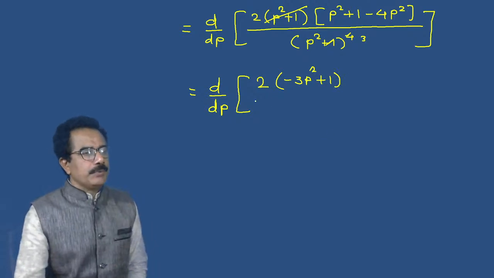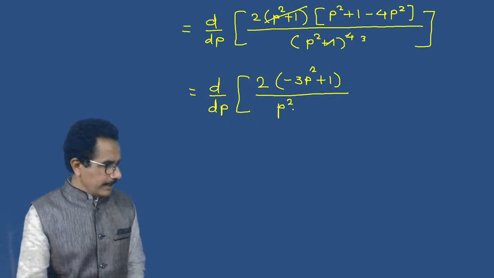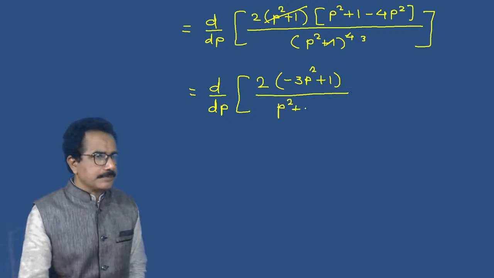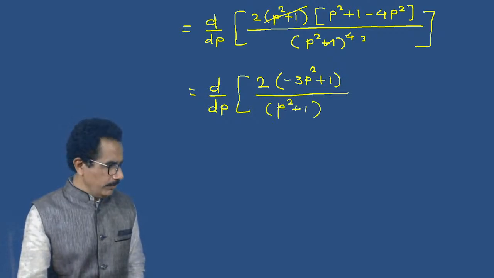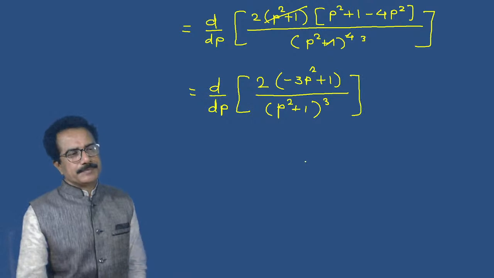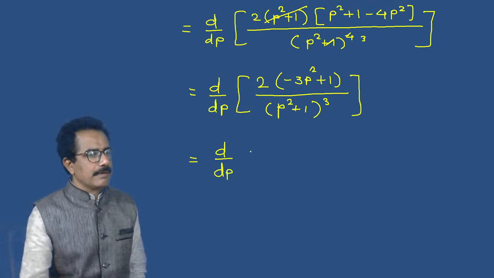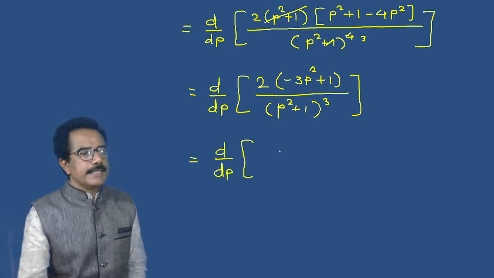Okay. Divide by (p square plus 1) bracket cube, (p square plus 1) bracket cube. Now again, this can be written as d by dp of, see this.